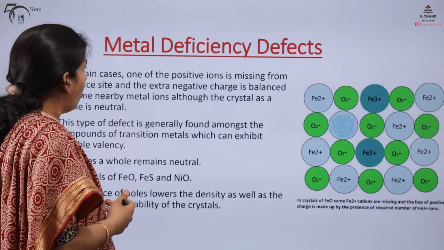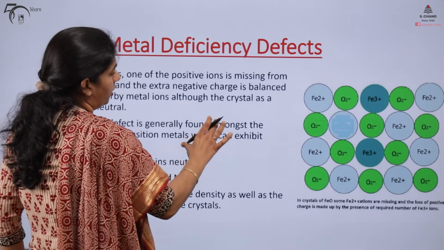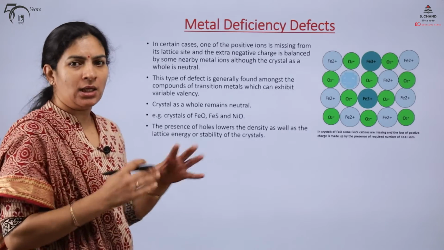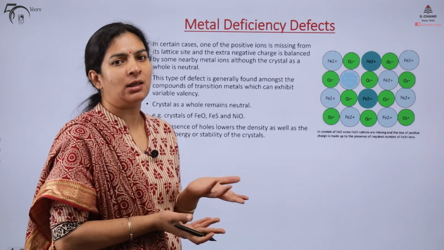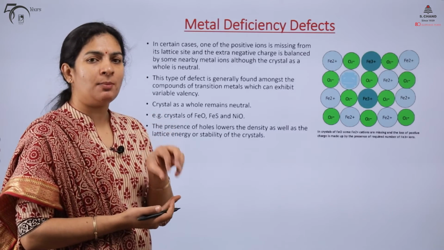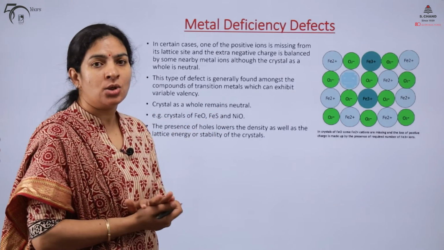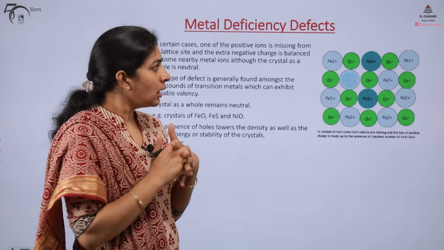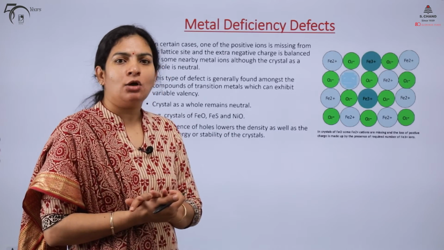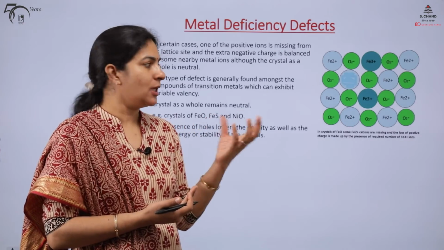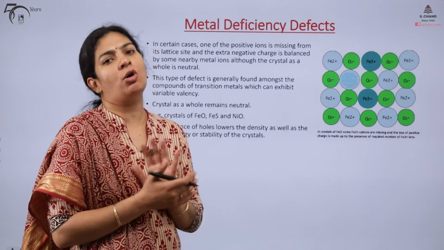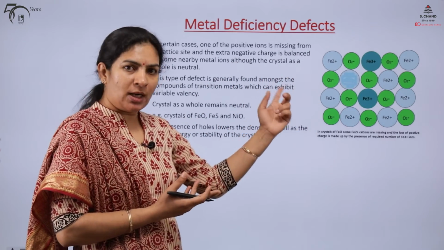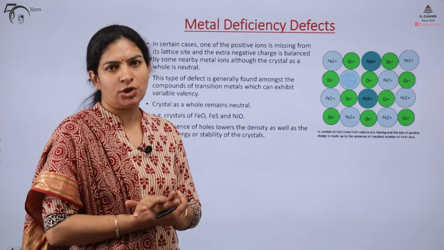So another type of non-stoichiometric defect which we have here, the earlier one was the metal excess defect, now is the metal deficiency defect. Now metal will be in deficiency. These types of defects are generally shown by transition metal compounds. What is the speciality of the transition metals? The transition metals have a tendency to exist in variable oxidation states. For example, iron can exist in +2 and also in +3 oxidation state.